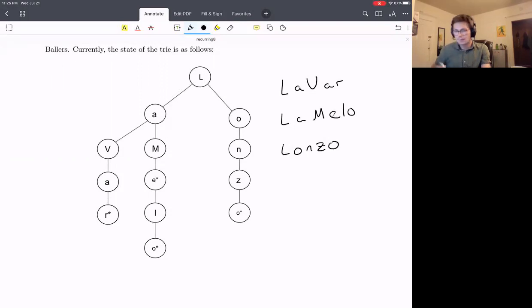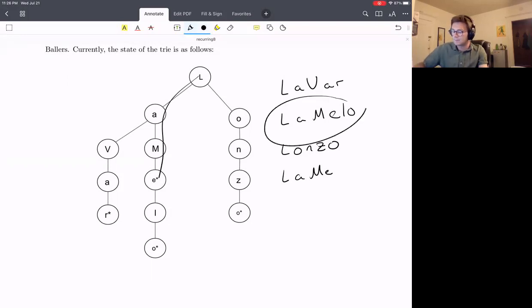However, that's not all. There's one more, actually. There's one intermediate one, and it is just this guy over here. His name is Lame, or LeMay is probably more what they want you to say. But anyways, notice here that this word, LeMay, is a prefix of another name. It's a prefix of LaMelo. So the reason we know that LeMay is a separate word contained within this trie is because this node here has a little asterisk in it, right?